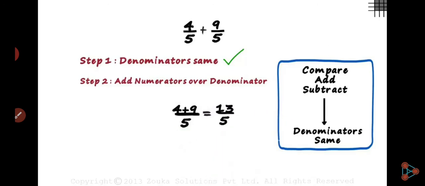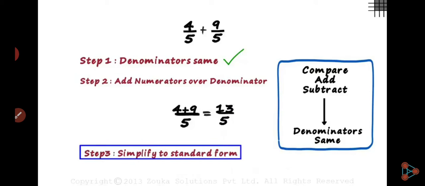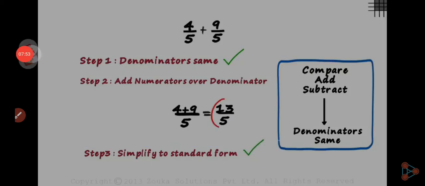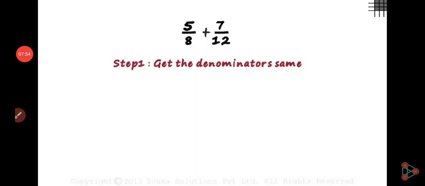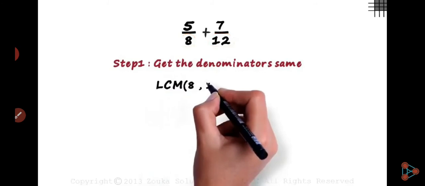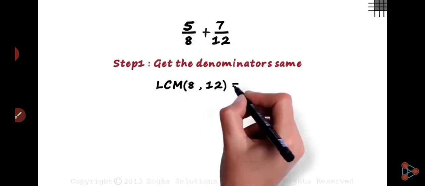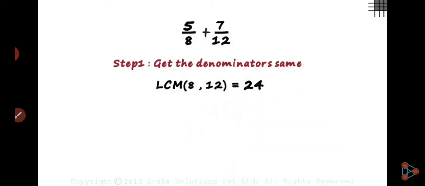Okay, now the last step is simplify to standard form. If the number is not in the standard form, then simplify it to standard form. Now see, here the denominators are different, 5 by 8 and 7 by 12. Okay, to get the denominator the same, take the LCM of the denominators. Okay, 8 and 12, the LCM of 8 and 12 is 24.